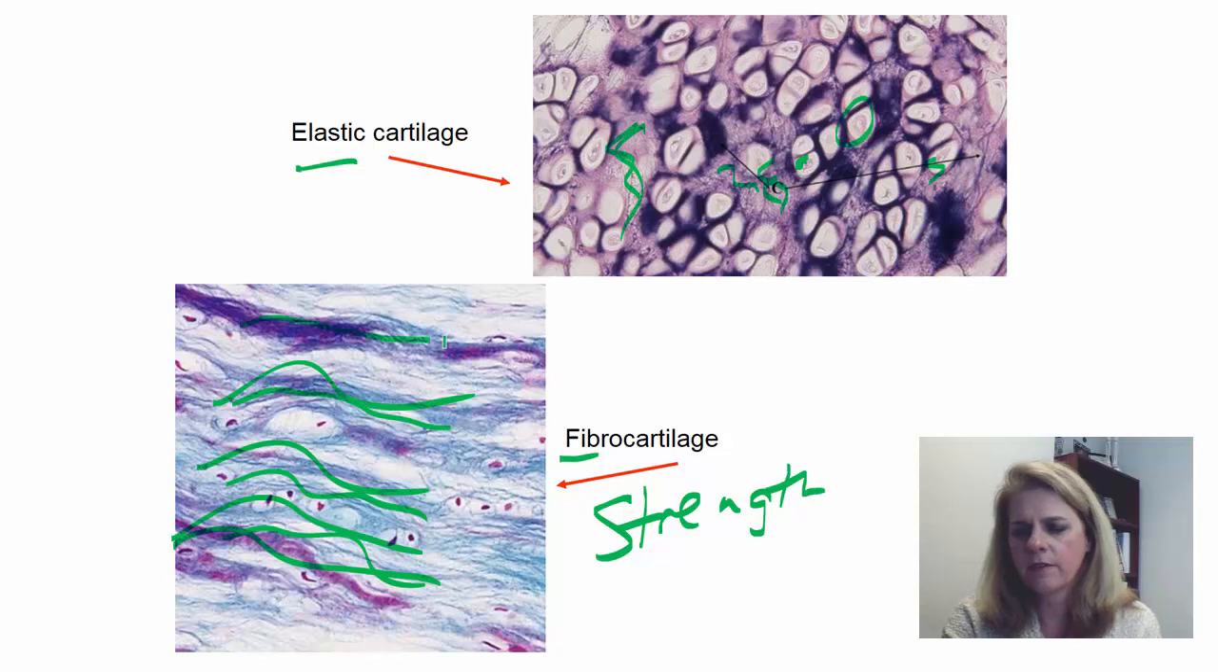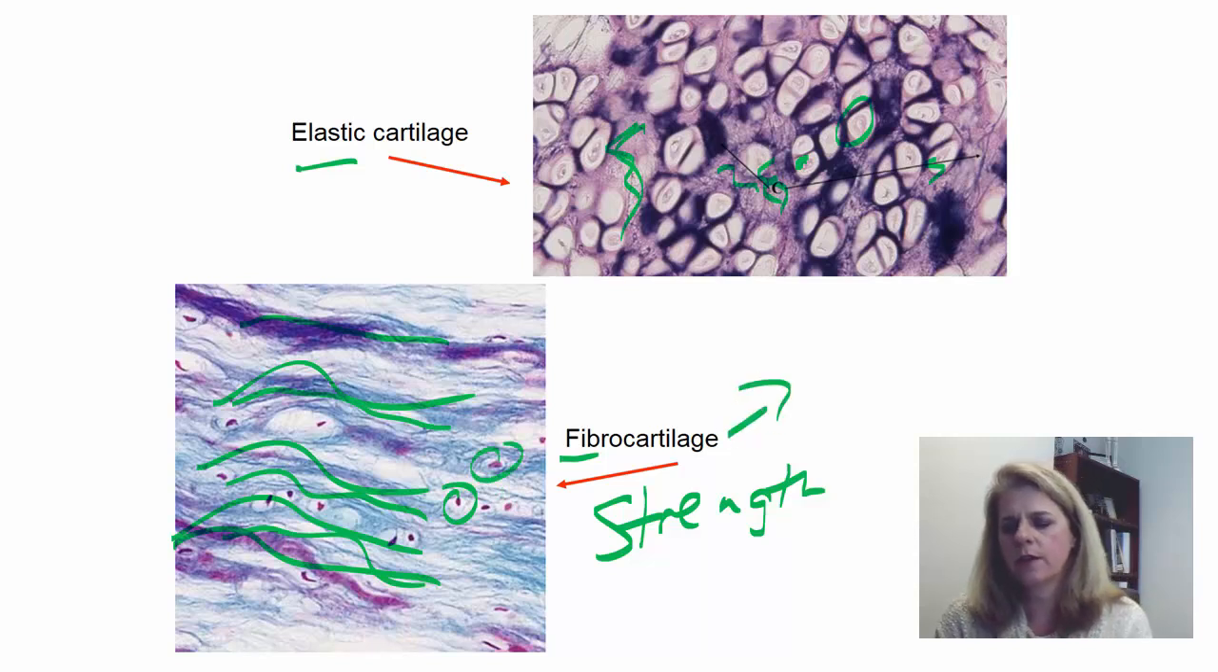So you're going to see a lot of fibers. They're going to line up linear. You're still going to see the chondrocytes and the lacuna. And this is where you're going to find this, where you think about shock absorber.